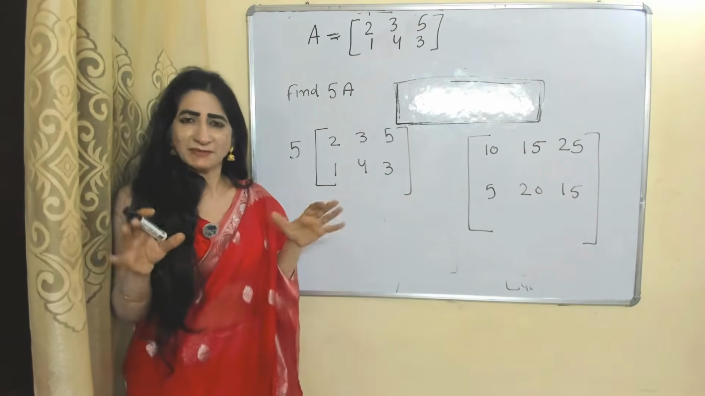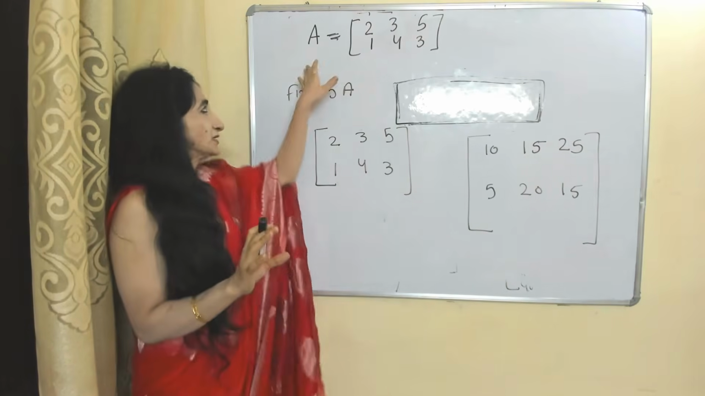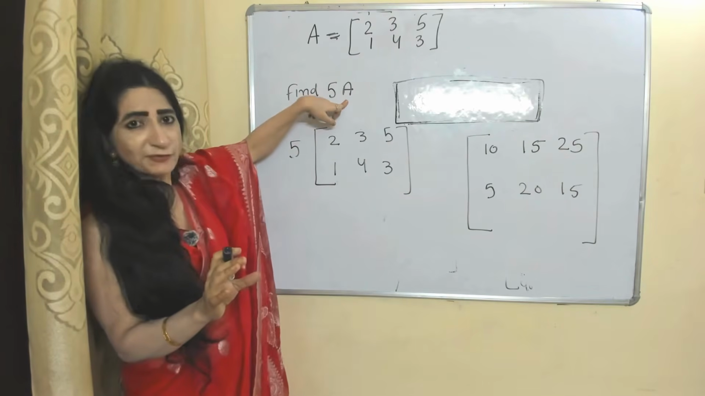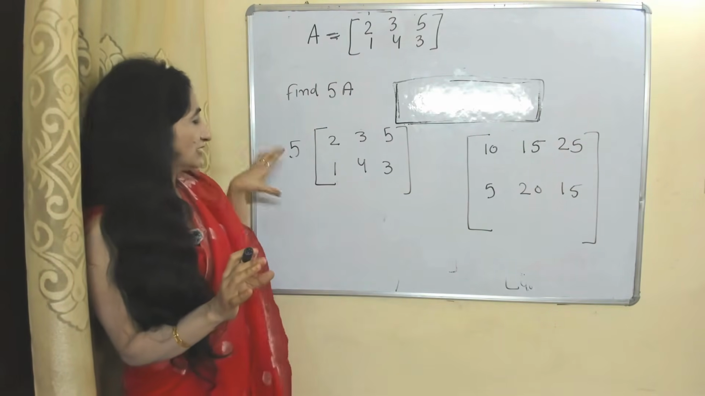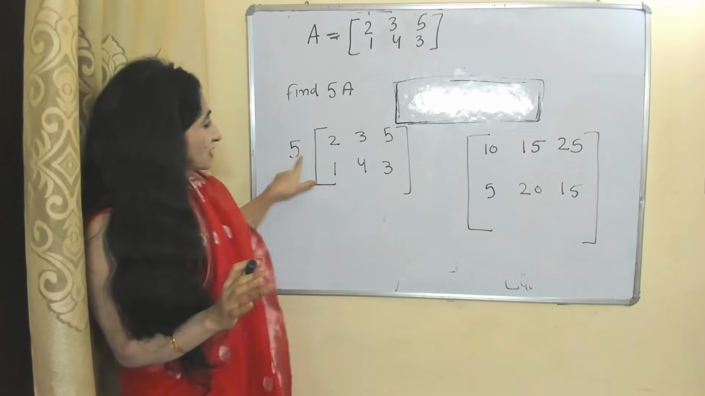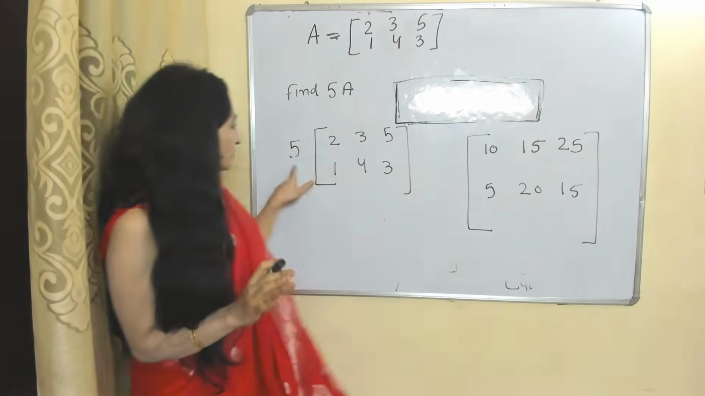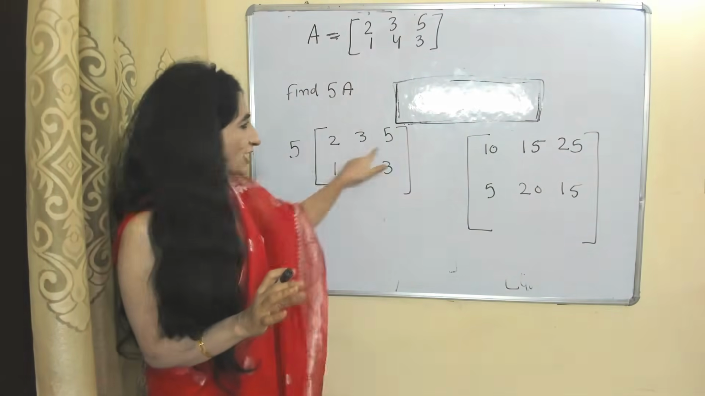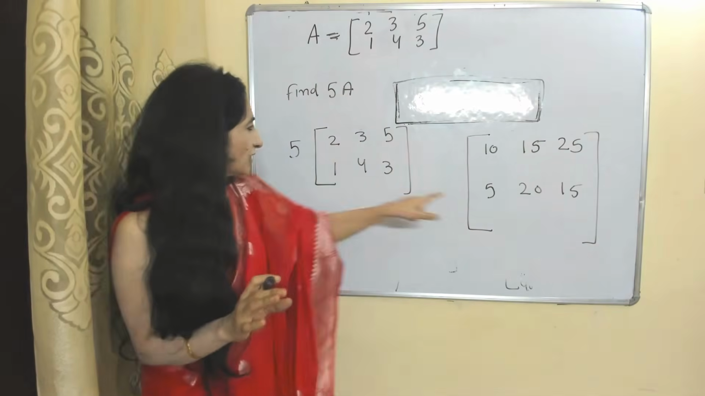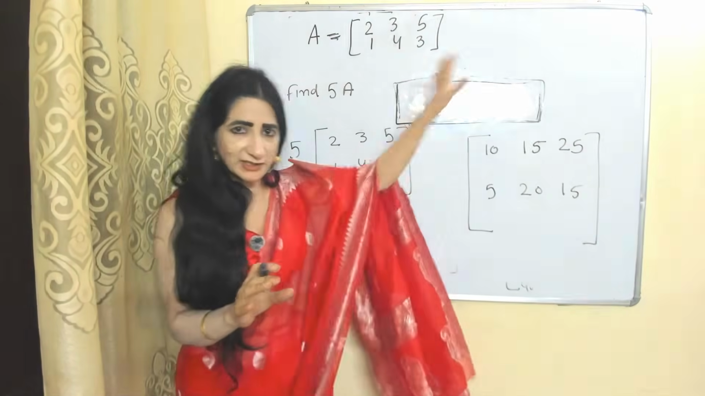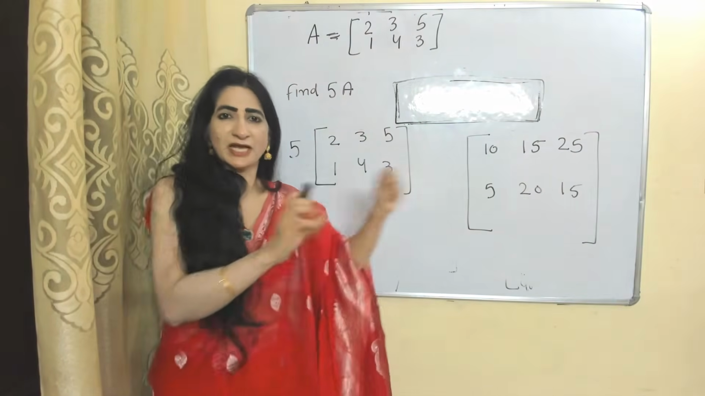How to multiply a matrix with any number? This is our given matrix A, and we have to find 5A. That means we will multiply this 5 with each element of this matrix. 5 into 2, 10. 5 into 3, 15. 5 into 5, 25. 5 into 1, 5. 5 into 4, 20. Similarly 5 into 3, 15. In this way, we multiply a matrix with any number.